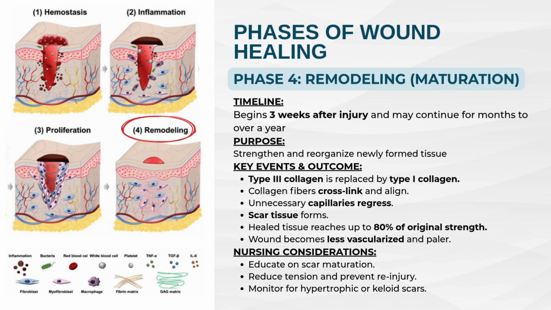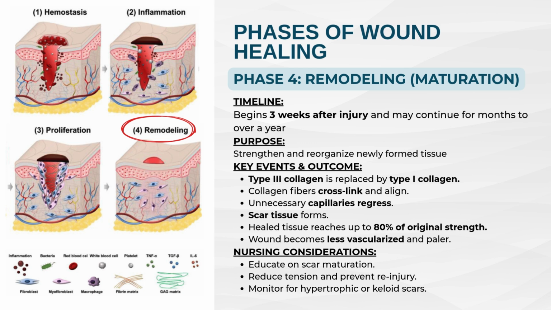Finally, we reach phase 4, remodeling, also known as the maturation phase, the final stage of wound healing. Timeline: this phase begins around week 3 and can last for months to over a year, depending on wound size and patient health. Purpose: to strengthen and reorganize the newly formed tissue and build functional scar tissue.